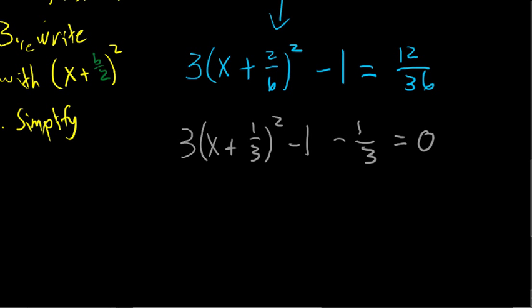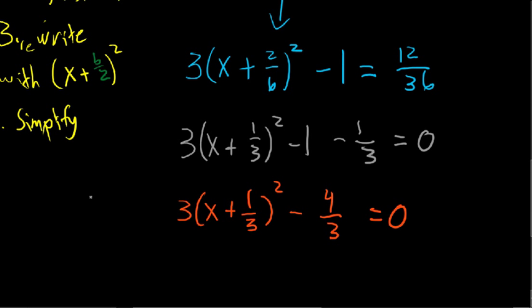Now let's write the final one in a nice orange. 3 times x plus 1/3 squared. Negative 1 minus 1/3 is going to be negative 1 and 1/3, or let's see, that would be negative 4/3, equals 0. All right, there we go. We've got it into vertex form. It was a huge pain.